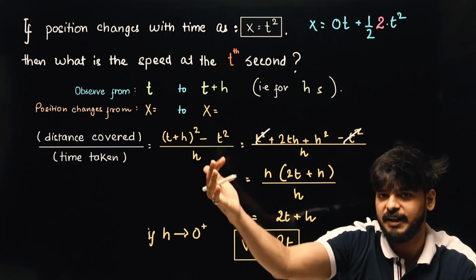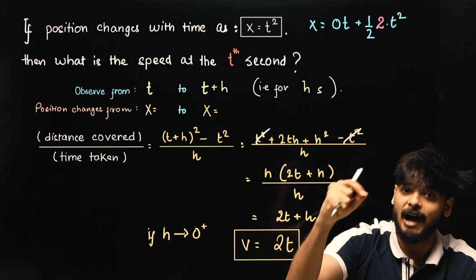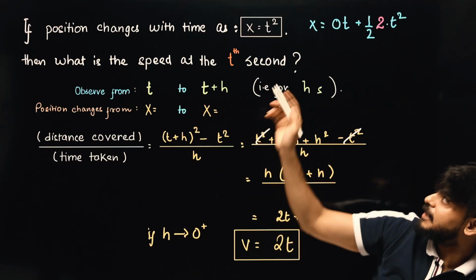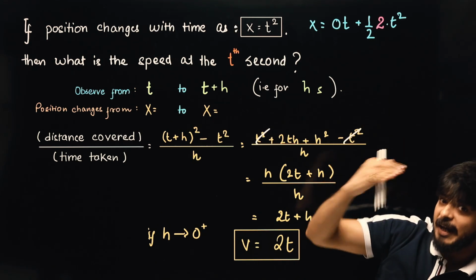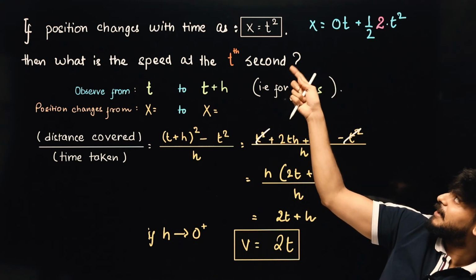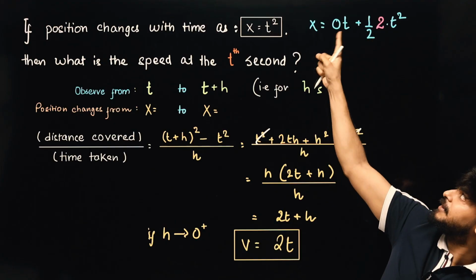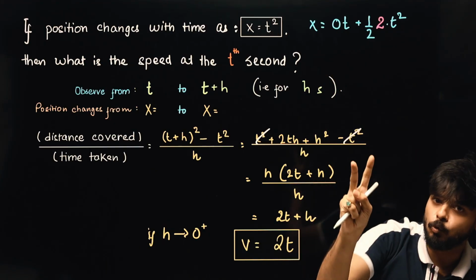And now we can say that since we were able to write the position of the body in the form ut plus half at square, this must be a body that is having a constant acceleration. And the acceleration value is 2, half a t square, right? We can compare and say that the initial velocity of this body is 0 and the acceleration of the body is 2. Let's note it.